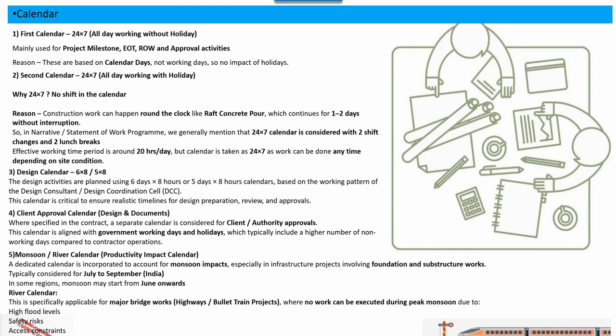When you are working on the expressway and the high speed bullet train, you generally have a major river. A major river you cannot execute during the peak monsoon because of high flood level, security risk, and site access constraint, because you have to construct a temporary bridge to access or start the construction of the river. So in that scenario, what happens? In EOT, suppose they have given you the drawing in the month of June, still you cannot start the work because temporary structure work should be there and you cannot reach up to the scour depth. So that's why the monsoon calendar becomes important.